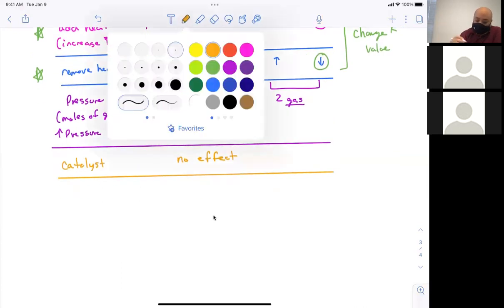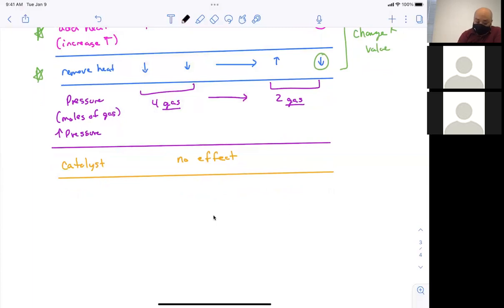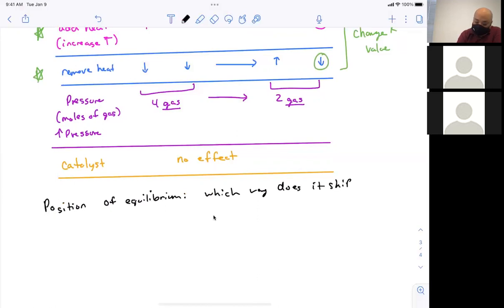And so what I want to say, and this is what I was saying about the multiple choice question, is there are 2 ideas that they'll ask you about. Position of equilibrium translates into asking you, which way does it shift? That's what the term position of equilibrium is. Like, which way does it shift in this case? The second one is equilibrium constant, which is how does K change?